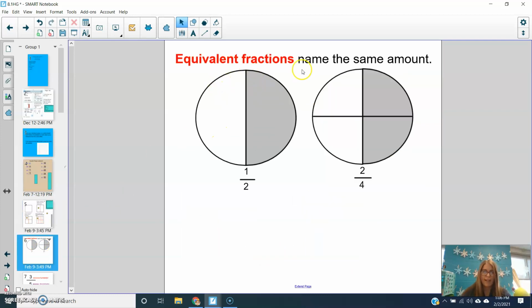So equivalent fractions means it's the same amount. We saw a problem like this today in math boxes where half is going to be the same thing as 2/4 because notice how the same amount is shaded.